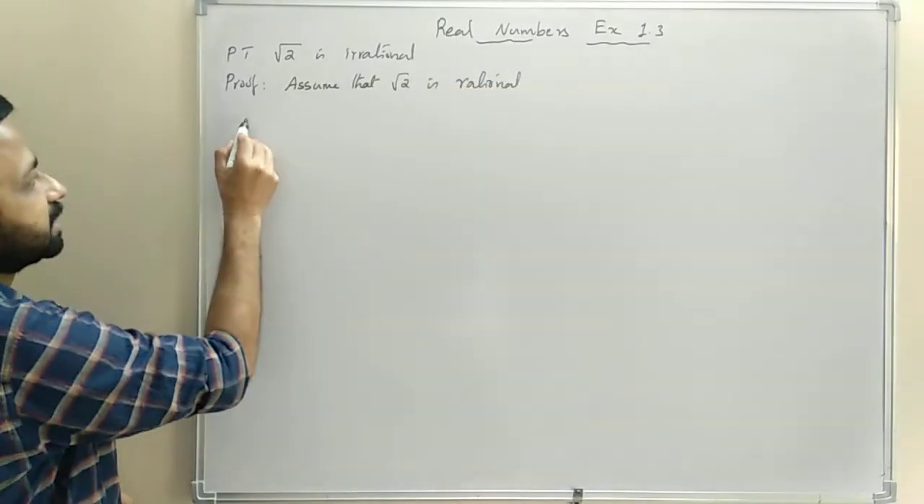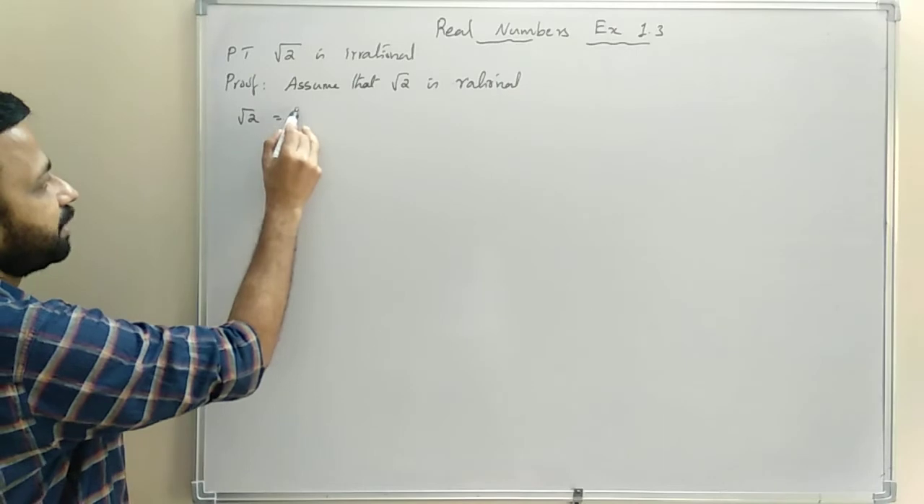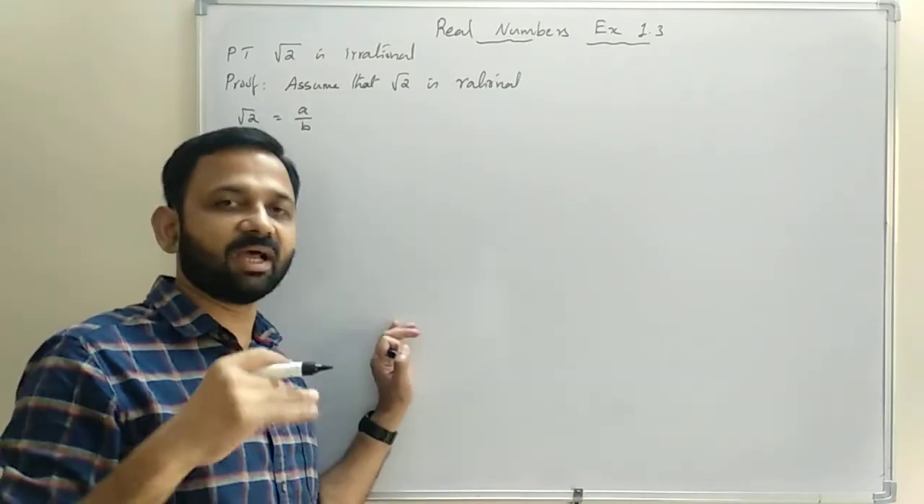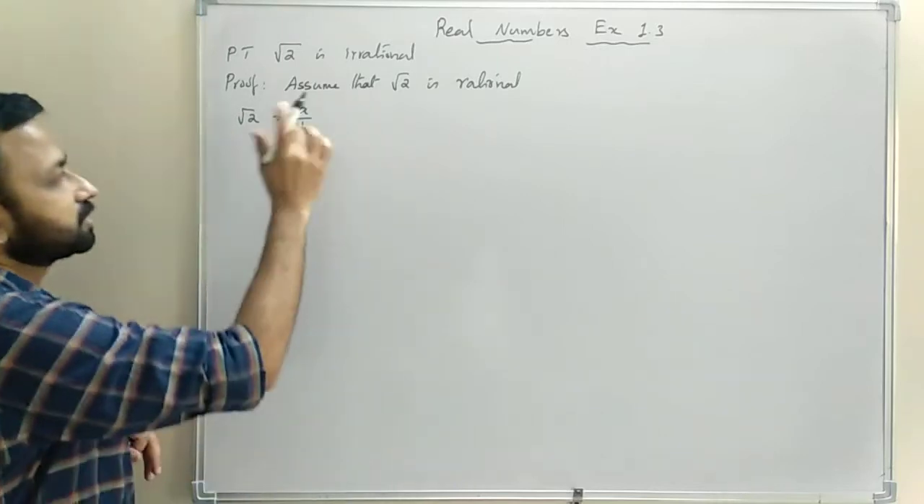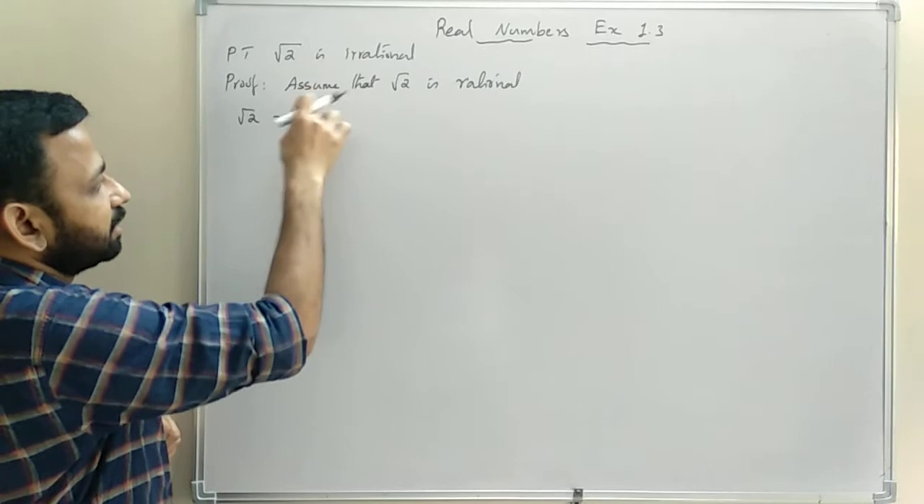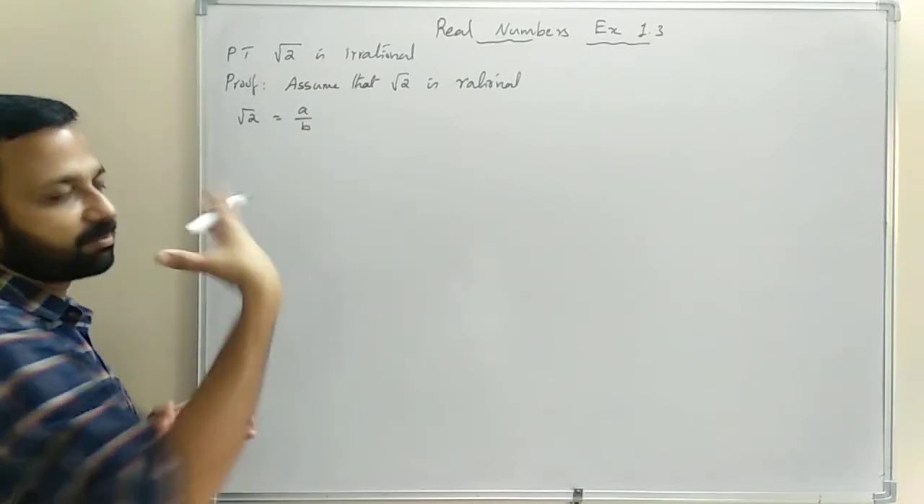If root 2 is rational, then we can write root 2 in p by q form, or a by b form, where a and b are integers and b is not equal to 0. And when we cancel numerator and denominator, we get the simplified form.